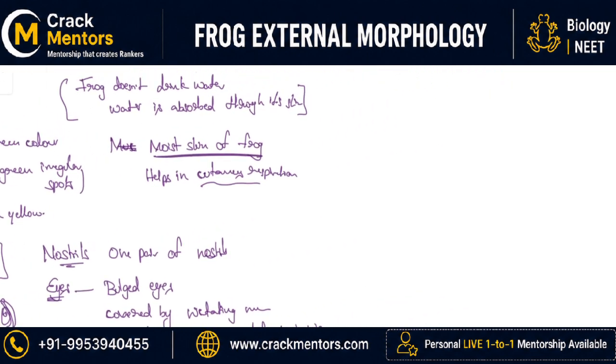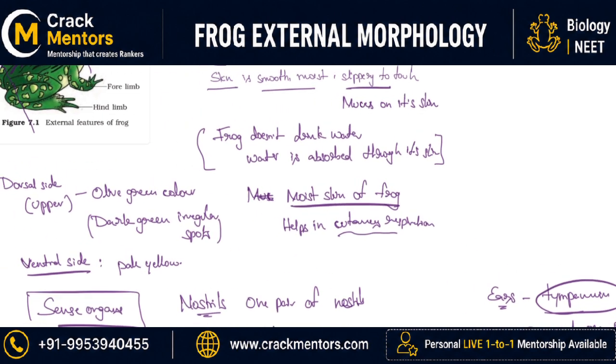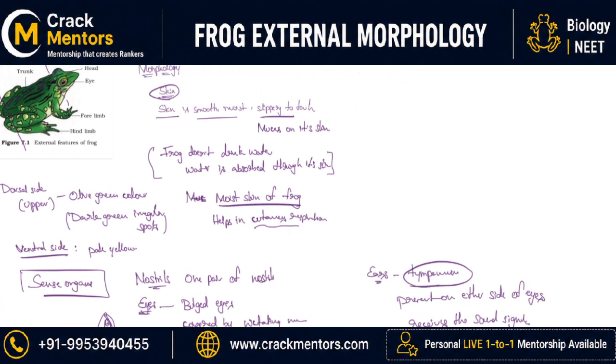After the eyes, the next thing to remember is the ears. In the ears, we have the tympanum. Rather than an external ear, we have the tympanum. It is present on either side of the eye, and it receives the sound signals. Here you can see the bulged part above the eyes, it's the tympanum, which represents the ear of the frog. It receives the sound signals.